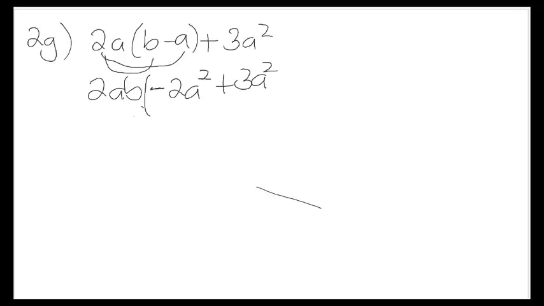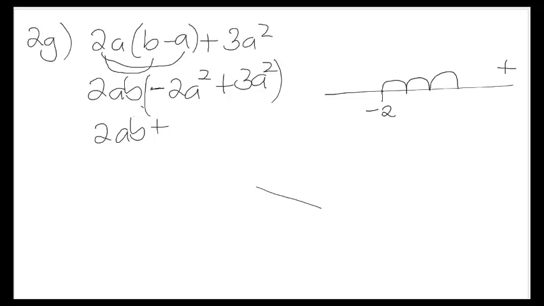Now I know that a squared and a squared are like terms, so this is going to be 2ab plus minus 2 plus 3 is going to be, let's do a number line. If I start at minus 2, I'm adding, so I'm adding in that direction. 1, 2, 3, that's minus 1, 0, and 1. Therefore, it's going to be a squared, or 1a squared, and that's my final answer.